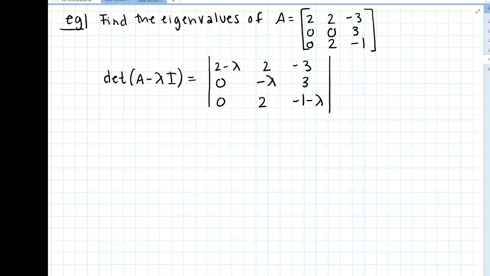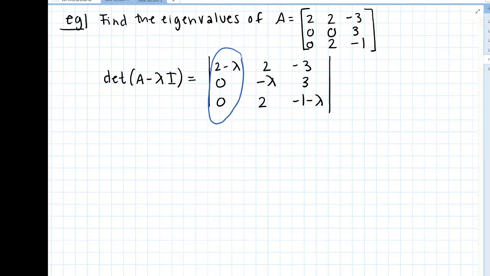We saw that one thing you can do is use row operations to make your matrix upper or lower triangular, and then the determinant will just be the product of the diagonal entries. The reason you don't generally want to do this here is because you're dealing with not just numbers, but also variables. So it's just going to make things more complicated than they need to be.